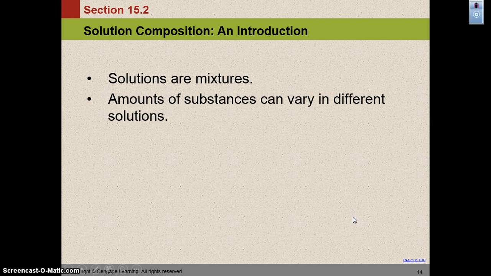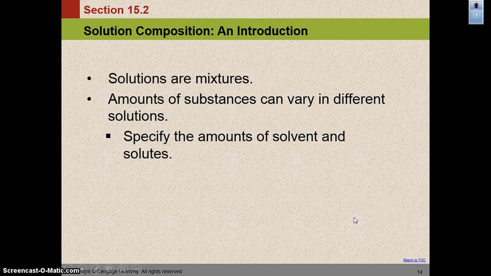Solutions, remember, are mixtures. The amounts of substances can vary in different solutions, so we have to specify the amount of solvent and solute. So what that's saying is if we're going to make Kool-Aid and you're going to make a packet of Kool-Aid in a 2-liter container and I'm going to make it in a 1-liter container, they're both solutions, but they're mixtures, and mine is different than yours.